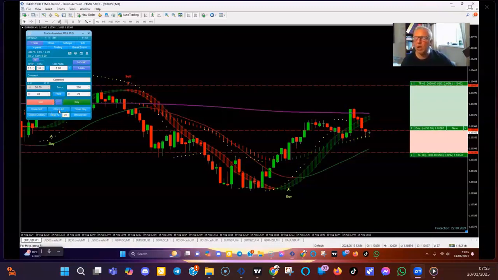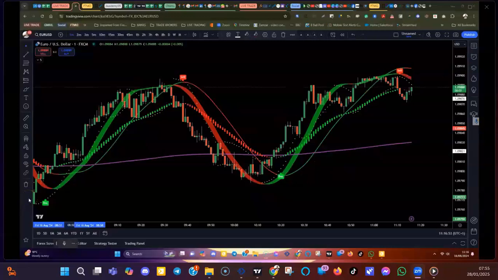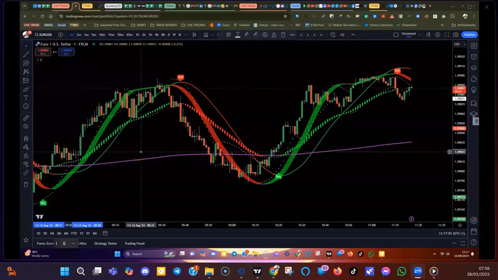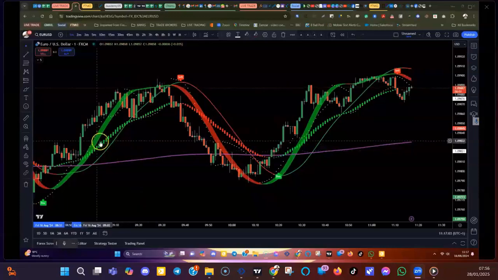Next, I'm going to show you how you can use the Academy 55 indicators on TradingView. So here is a quick 2-minute video to explain how the sell and the buy Academy 55 indicator works. Here we can see a sell situation on the EUR USD on the 1-minute time frame.